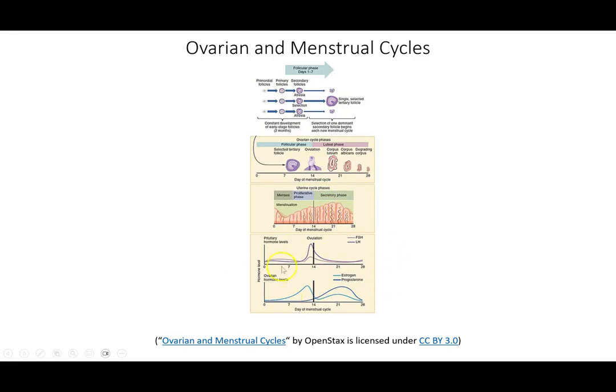Further down here, you can see the different hormones. So here in this upper graph in purple, we have follicle stimulating hormone and luteinizing hormone. So these stay at relatively consistent levels, as you can see, throughout most of the cycle. And they really just have those peaks that happen right around ovulation, especially luteinizing hormone. That is what's going to signal ovulation to occur.